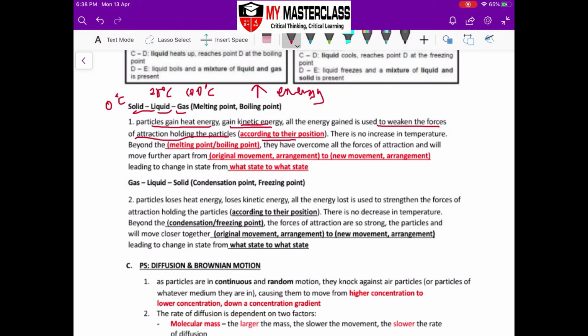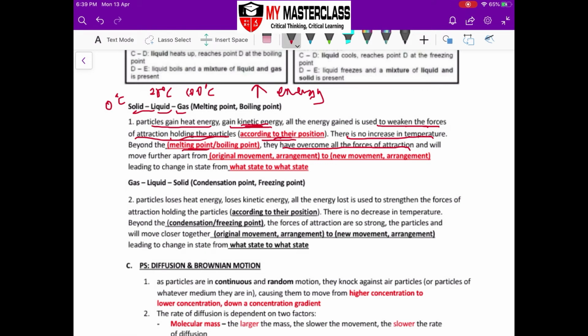If I'm talking about melting from ice to liquid, this energy gain is used to weaken the attractive force holding the particles in regular arrangement, vibrating about fixed positions. And then there is no increase in temperature, right? Because all the energy that is being gained is used to weaken the attractive force. From 0 degrees, melting is happening, and all the energy gained is used to weaken the attractive force.